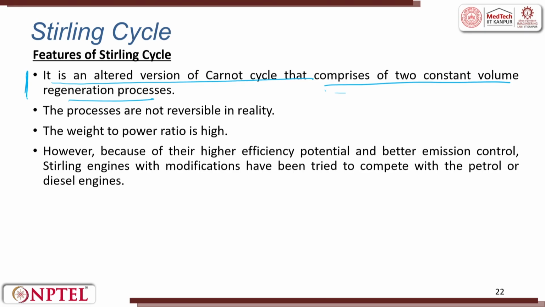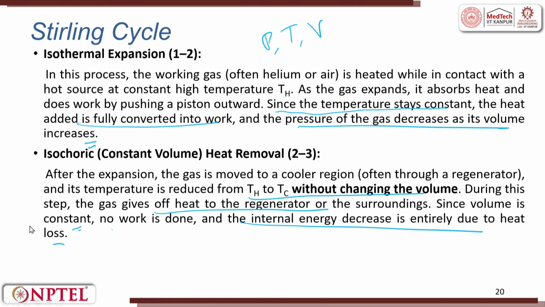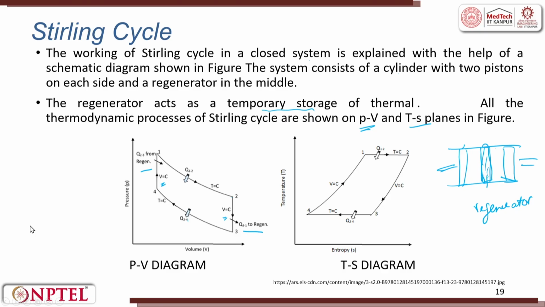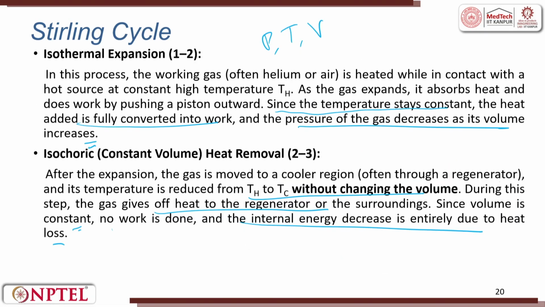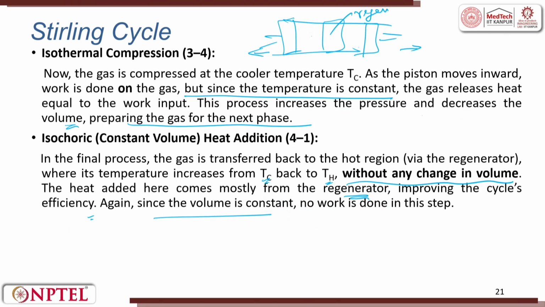The weight to power ratio is very high. So, we always use a Stirling cycle where you want a good weight to power ratio. However, because of their high efficiency potential and better emission control, Stirling engines with modification have been tried to compete with the petrol engine or diesel engine, but it has not come through so easily. So, we have seen the Stirling cycle wherein we have two isothermal processes and two isochoric processes. One is isothermal expansion, isothermal compression, isochoric heat removal, isochoric heat addition. So, these are the 4 steps.